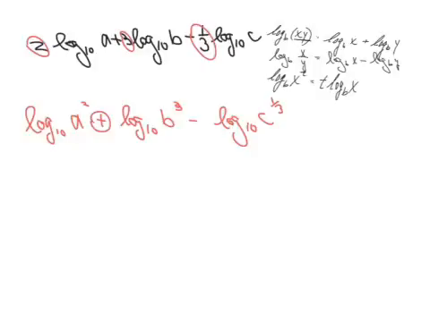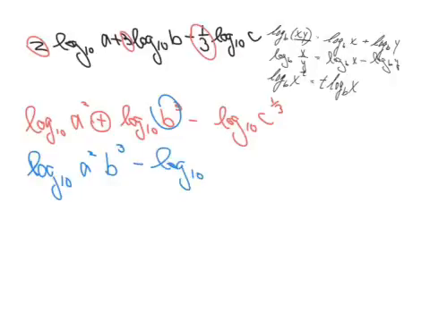Let's look at this plus. What happens with the plus? Well, over here, when we were at a plus, it turned into a multiplication. So let's do that. Log 10 a squared b cubed. And that's all we'll do for that one right now.